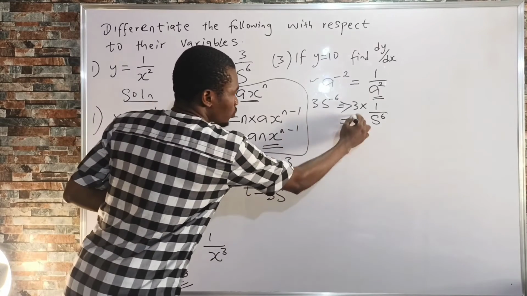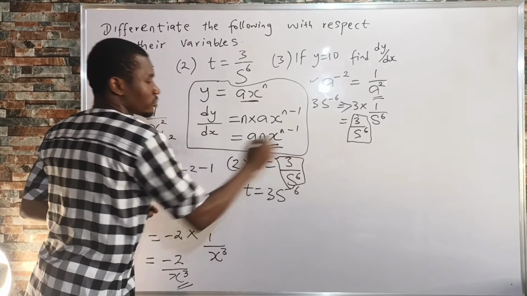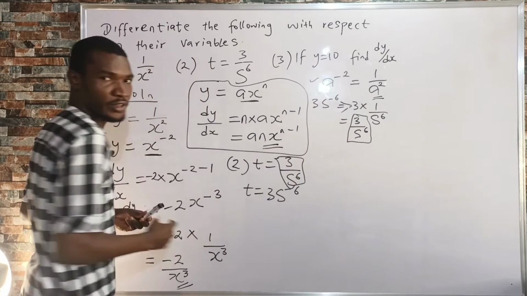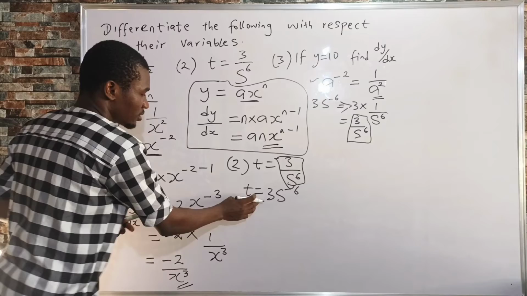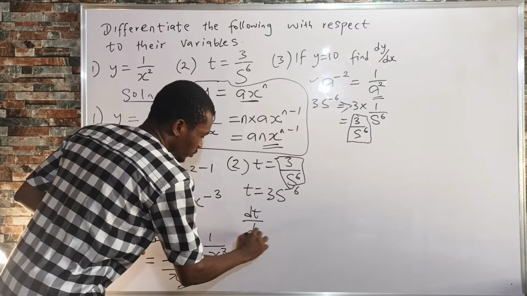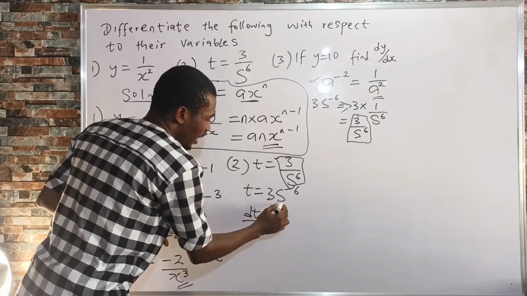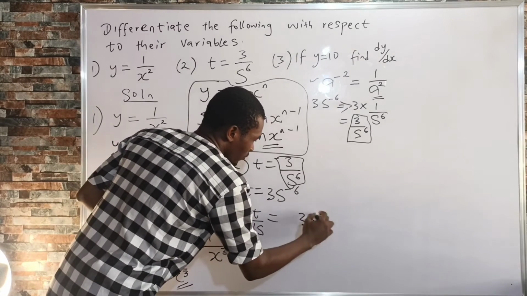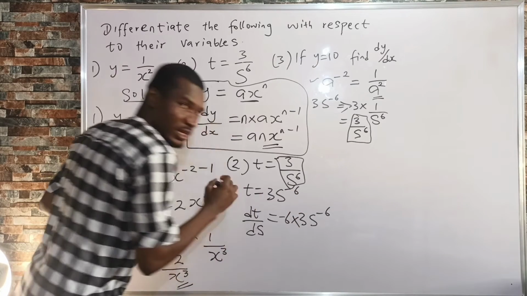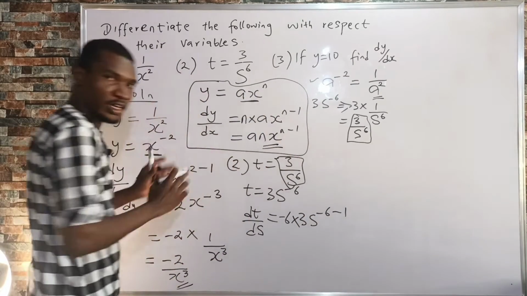Okay, so what we have here is exactly what we have here. So automatically this can still be put as this, and that is what we have here. So let's then differentiate t with respect to s. So we have differentiating t with respect to s, and that is equal to, I will then multiply 3s raised to the power of negative 6. I will multiply it by the initial power, which is negative 6. Then I will subtract 1 from this power. I'm just applying this formula here, okay?